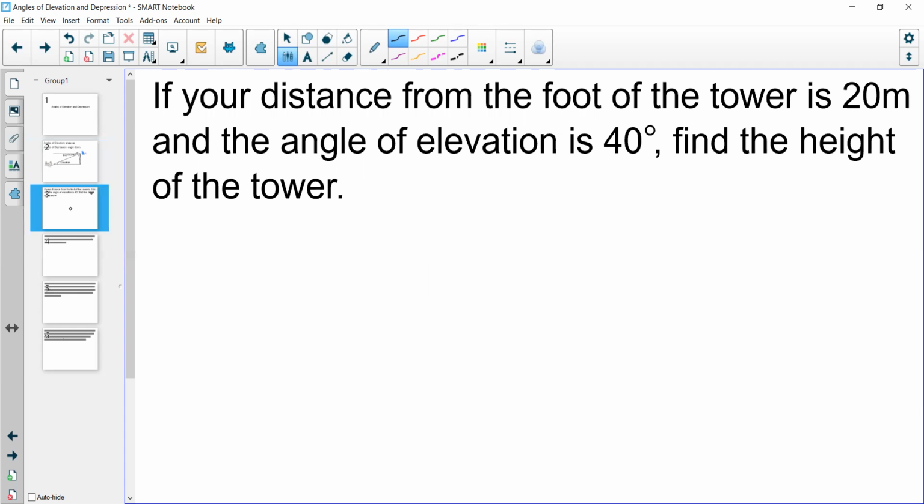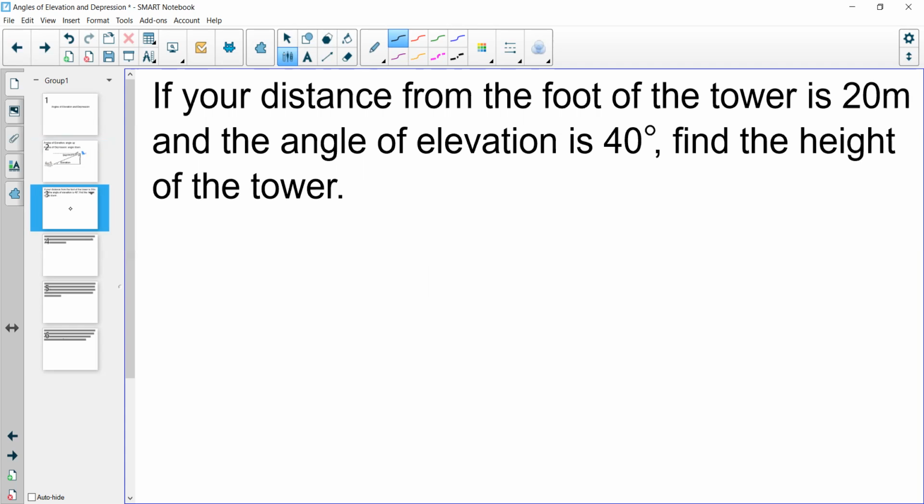Now, when it comes to word problems on angles of elevation and depression, the most important thing is being able to draw a picture. So as we read through these questions, you'll notice that none of them have an image with them. What I want you to do is sketch an image along with me so that we know what we're talking about here. So let's take a look at this first one. If your distance from the foot of a tower is 20 meters and the angle of elevation is 40 degrees, find the height of the tower.